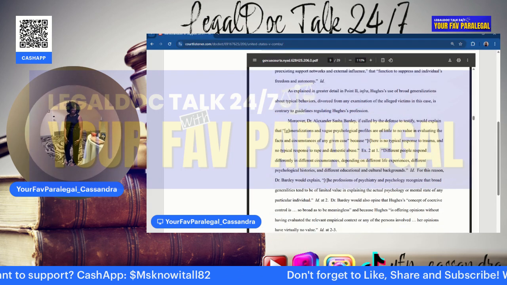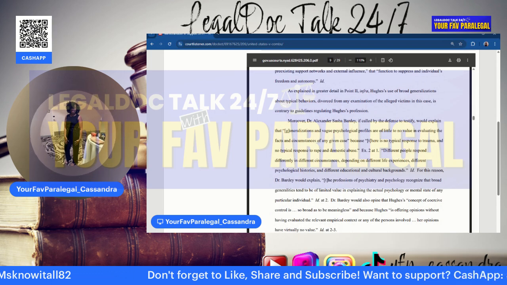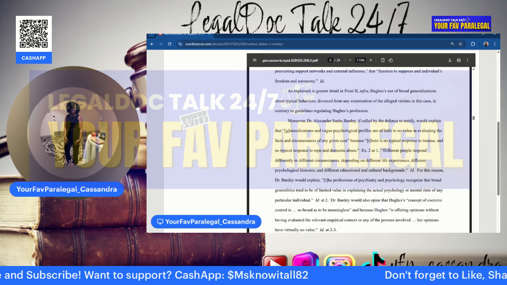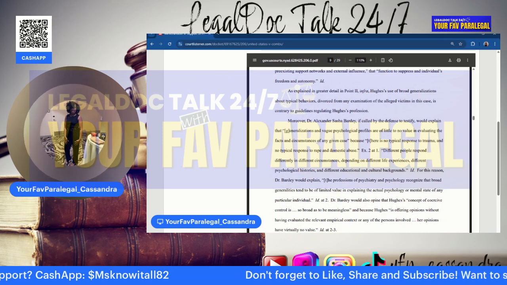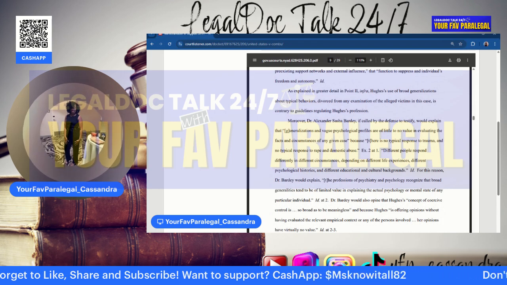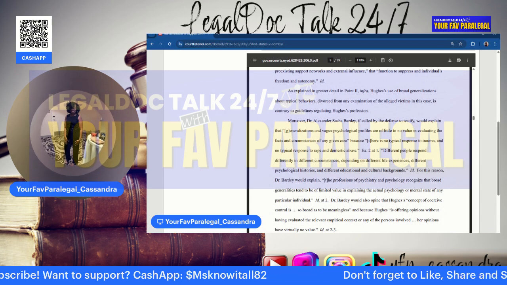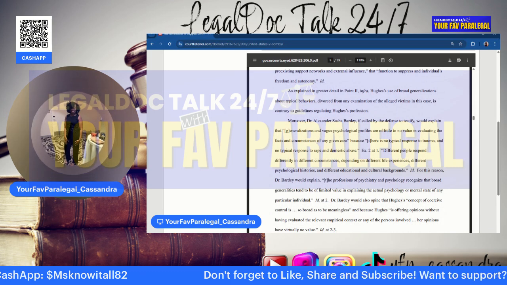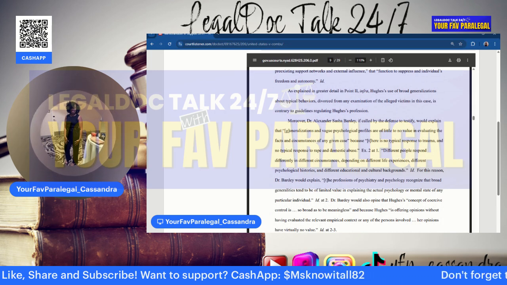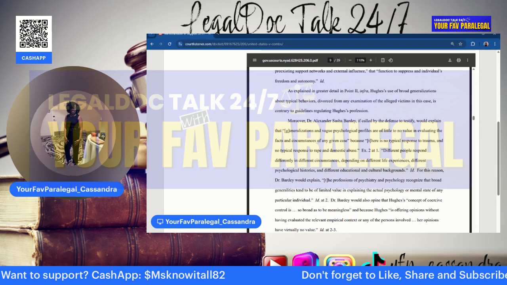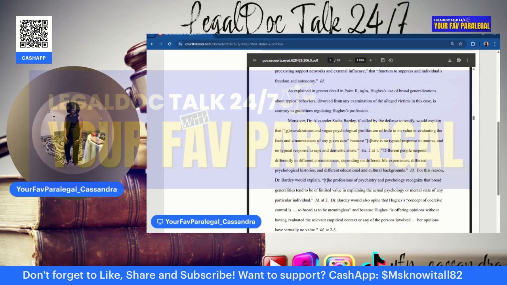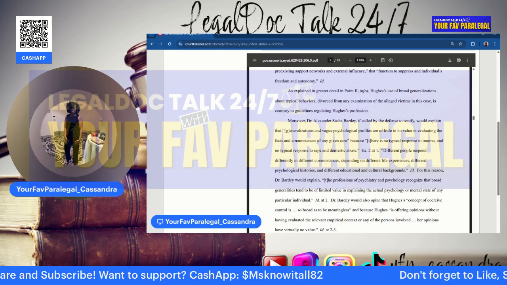As explained in greater detail in point two, Hughes uses broad generalizations about typical behaviors, divorced from any examination of the alleged victims in this case, which is contrary to the guidelines regulating Hughes' profession. Moreover, Dr. Alexander Sasha Bradley, if called by the defense to testify, would explain that generalizations and vague psychological profiles are of little to no value in evaluating the facts and circumstances of any given case because there is no typical response to trauma and no typical response to rape and domestic abuse.